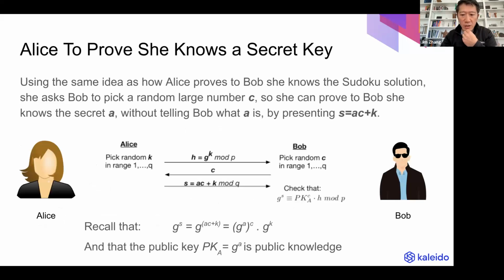So basically, what Alice does is she will pick a random number, K, and then she will do G raised to the power of K modulo P, and the result is H. Share the H with Bob. So H is calculated like this, and it's shared with Bob.